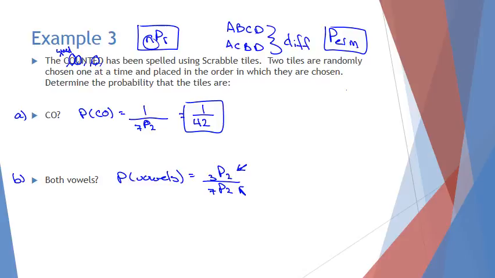And again, something like this, 3P2 is 6, and we still have 42 on the bottom. So this will reduce down to 1 over 7. Okay, so that's what you do if you have to get into the numbers as well.